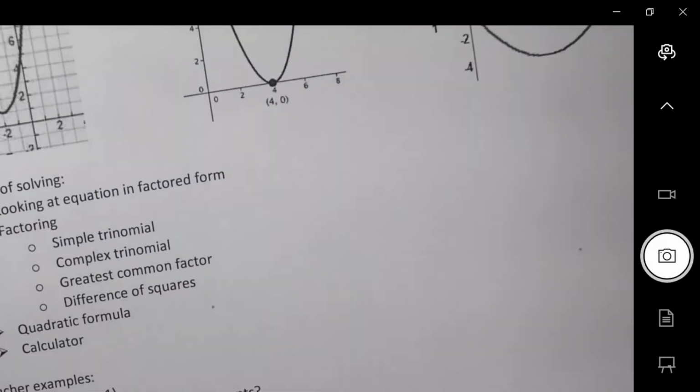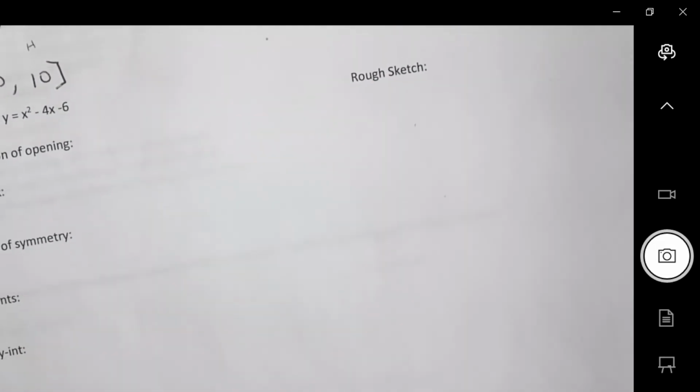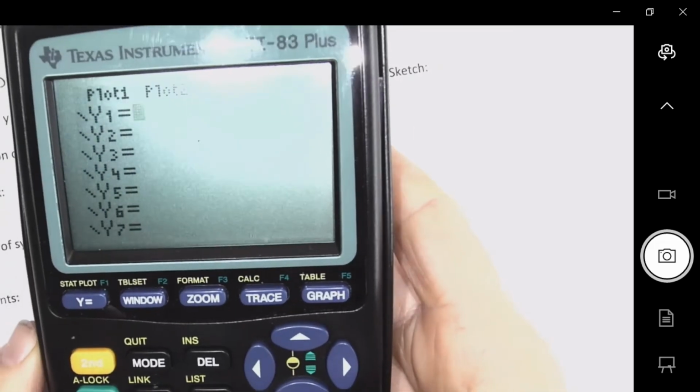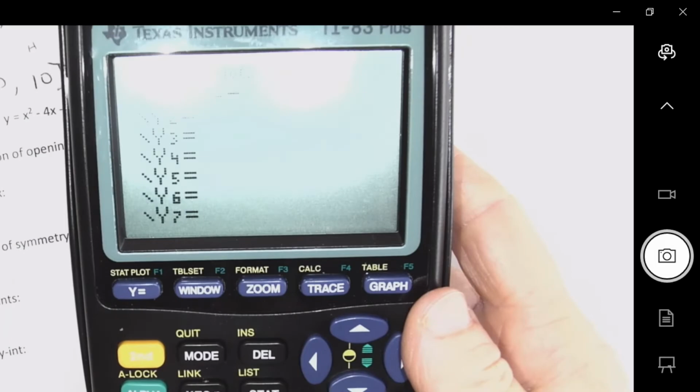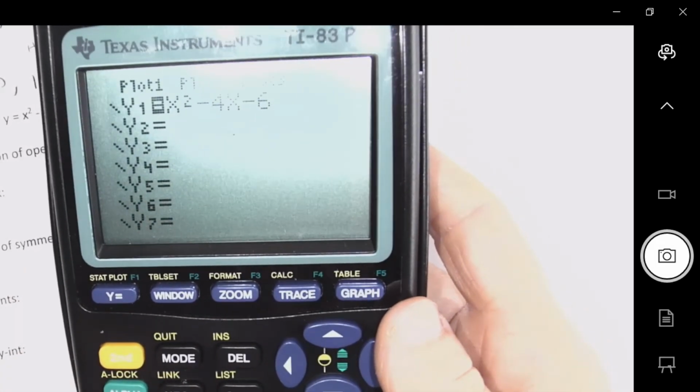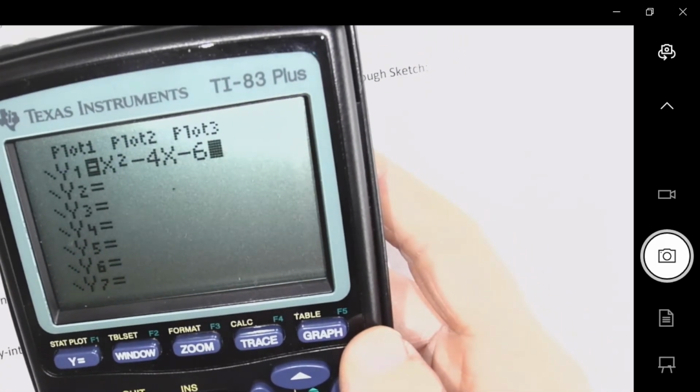Okay, let's do one more and then that's it. So let's see if we can get our calculator working. Okay, go, y equals, let's clear it. X squared minus 4x minus 6. So I'm pushing the subtract button, not the negative button.